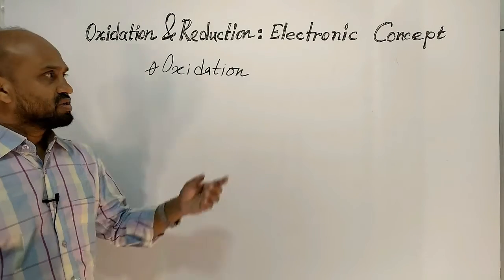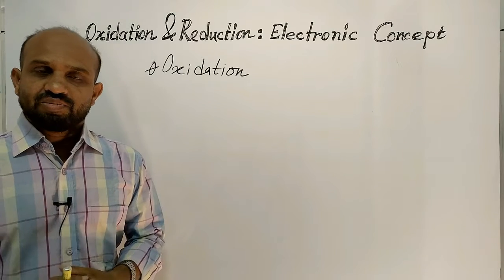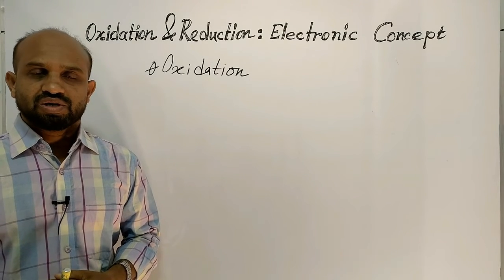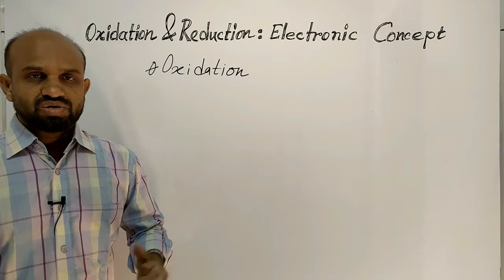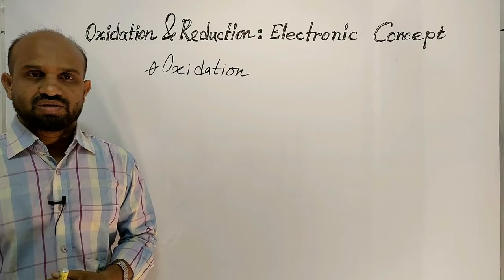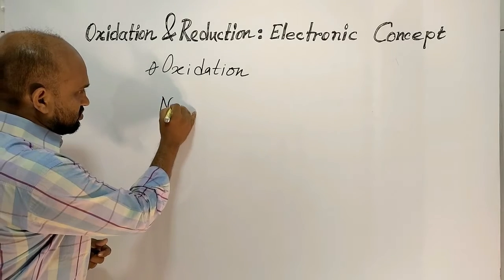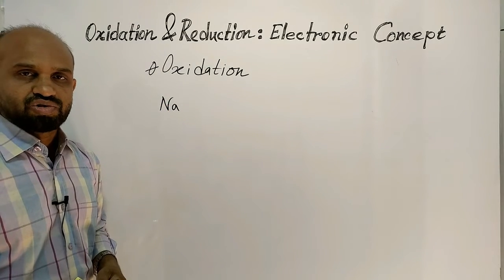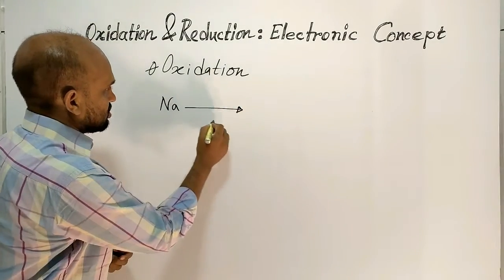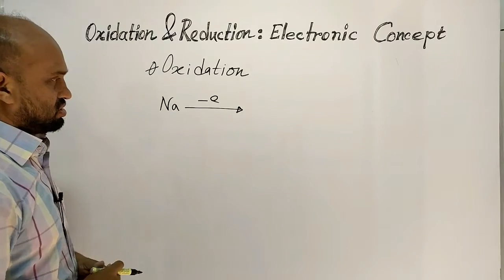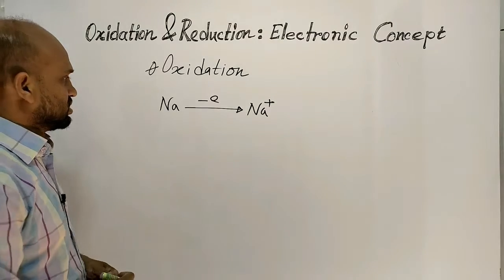The very first point is oxidation. What is oxidation? The chemical reactions in which loss of electron or electrons occurs. Those reactions are called oxidation. Let's see some examples. Suppose sodium, at the time of compound formation, especially ionic compound, loses one electron and sodium cation is formed.